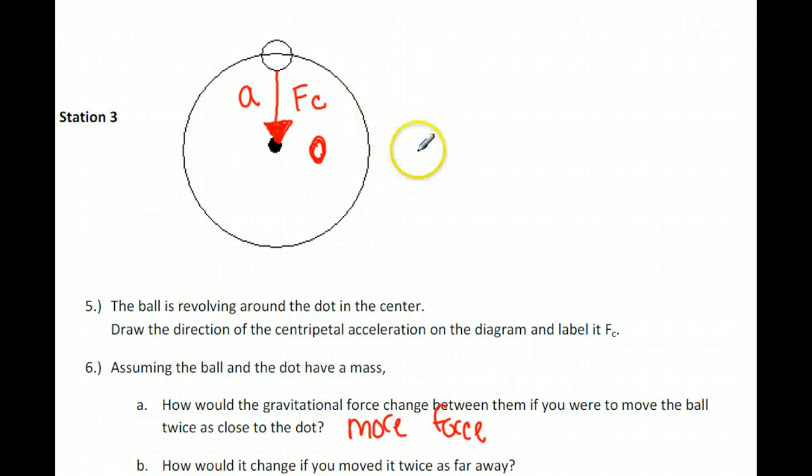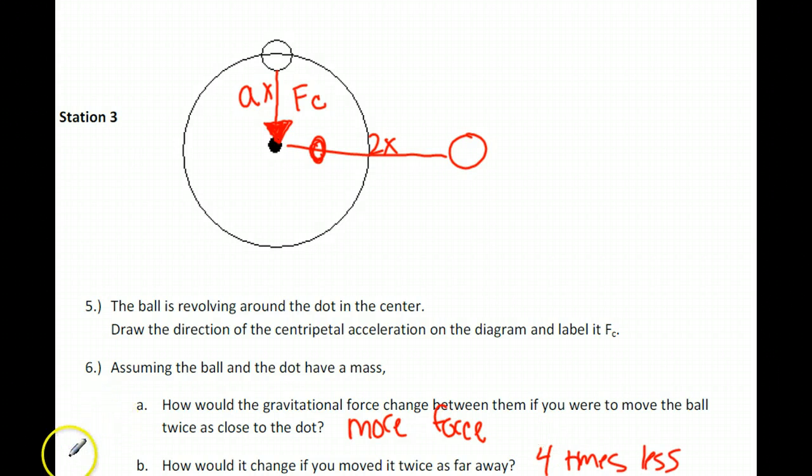How about if you move it twice as far away? So if I move it here, and let's say that this was x, and now this is 2x, it's going to be 4 times less, because 2 squared equals 4, right? So that's that.